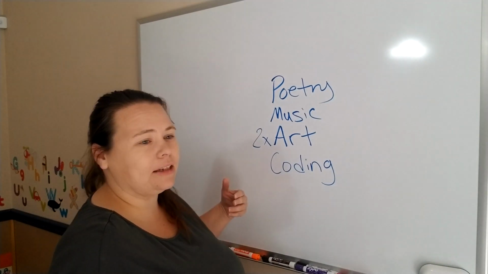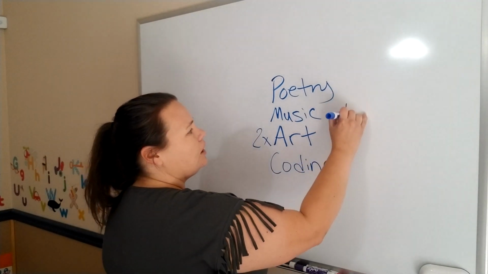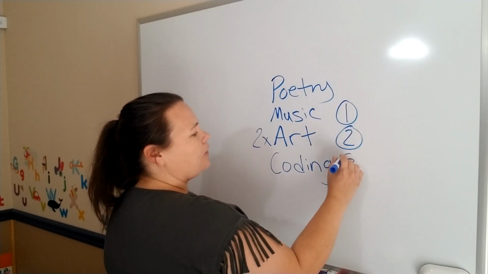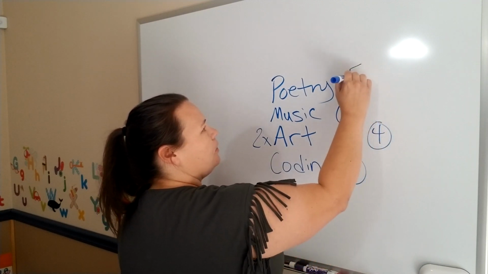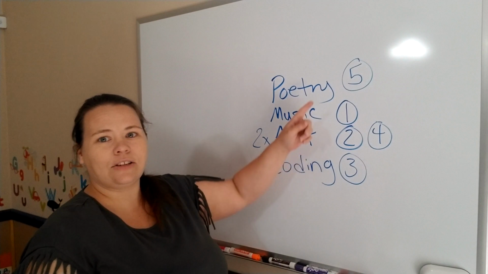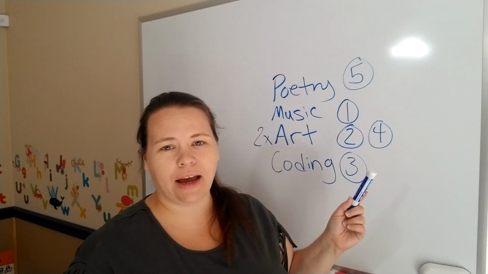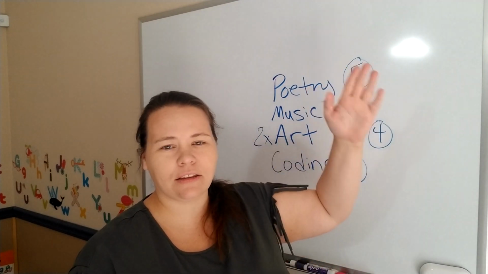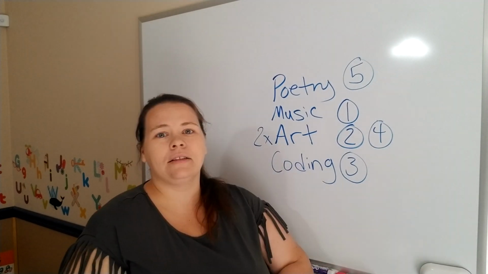Then you take these and you say, okay, I want them in this order. I want to do music first, art second, coding third, and then maybe we'll go back to art, and then we'll go to poetry. Okay? And so you would end up doing them in this order. Once you've completed all 5, you rotate it again, and you just keep cycling through until your school year ends. And that's really what a loop is.